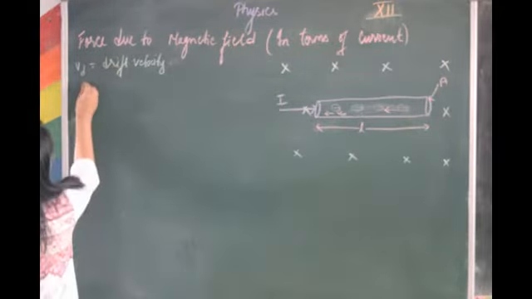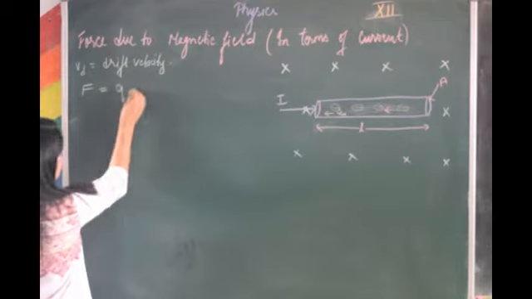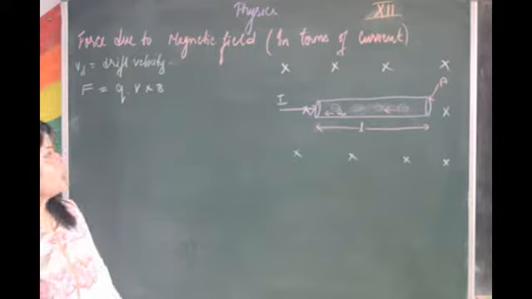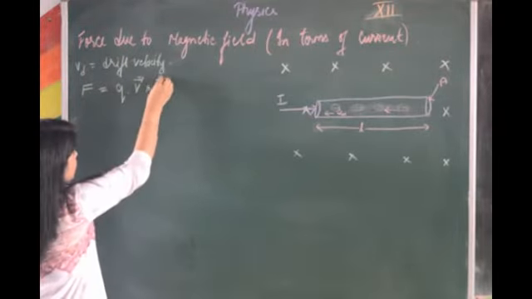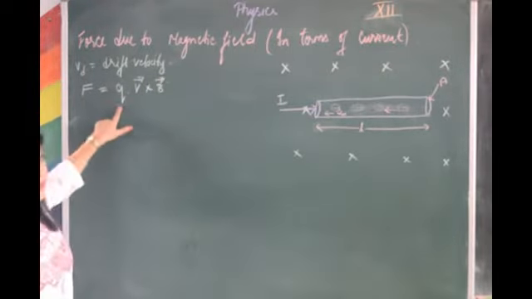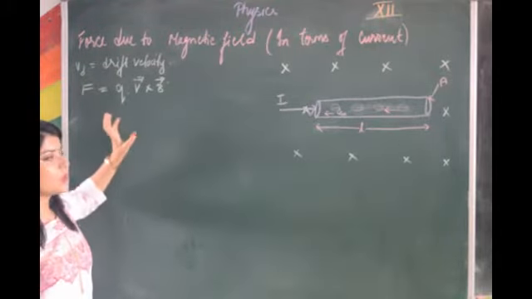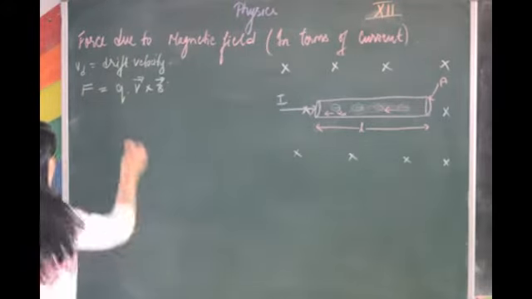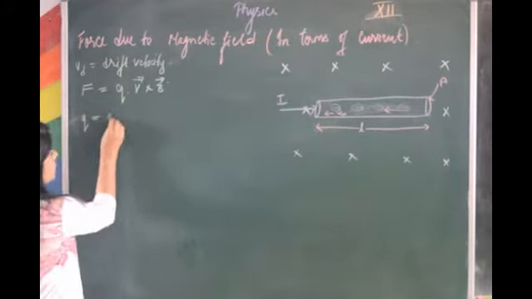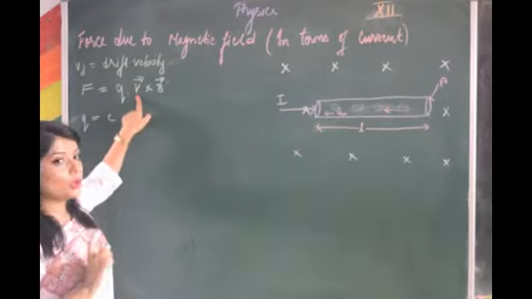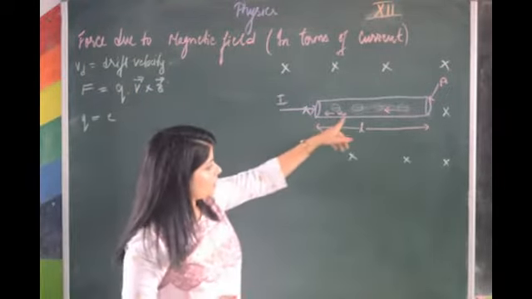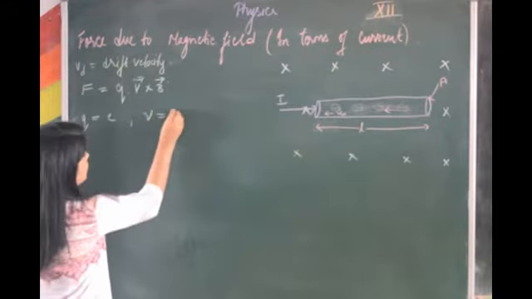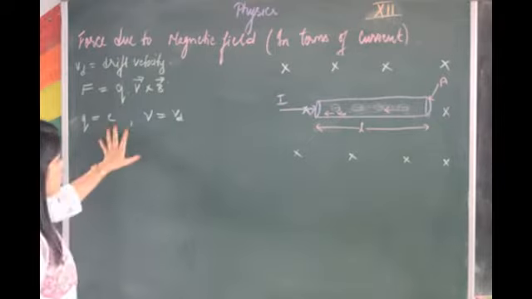Now we'll derive the equation of force. We know that force is equal to Q V cross B. Now Q is the charge which is moving around. The charge which is moving over here is the electron, so your Q is actually the electron charge. V is the velocity of the electron, that is the drift velocity Vd. So we can replace V by Vd. We'll just replace it over here.